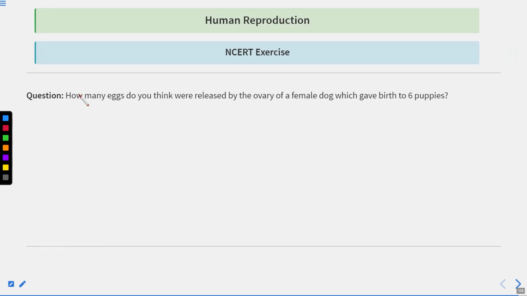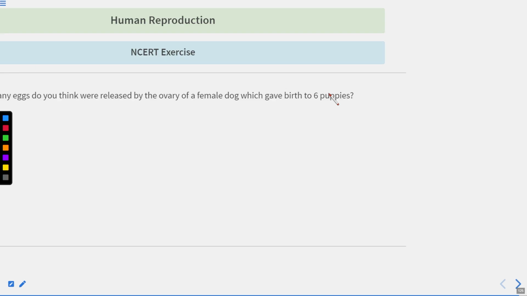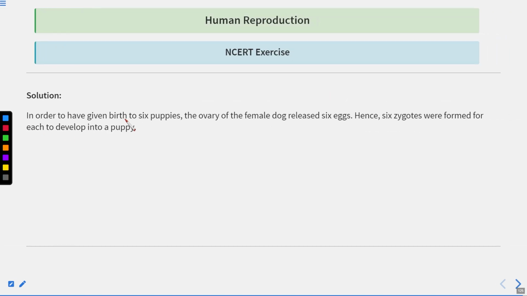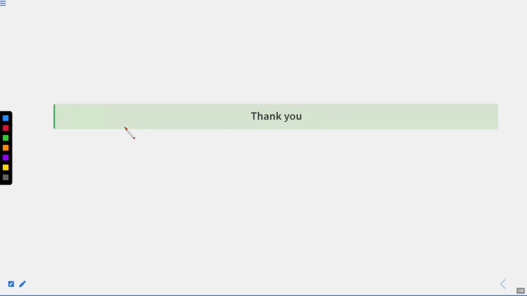Clear? Next question: how many eggs do you think were released by the ovary of the female dog which gave birth to 6 puppies? In order to have given birth to 6 puppies, the ovary of the female dog should release 6 eggs. Hence, 6 zygotes were formed, each to develop into a puppy.